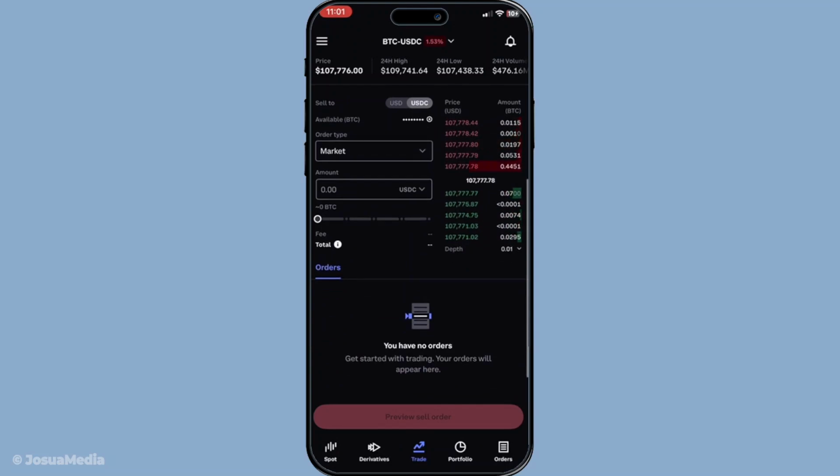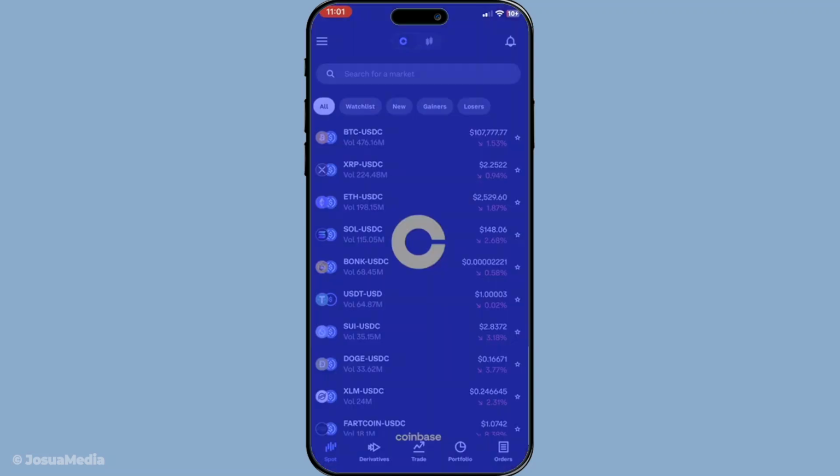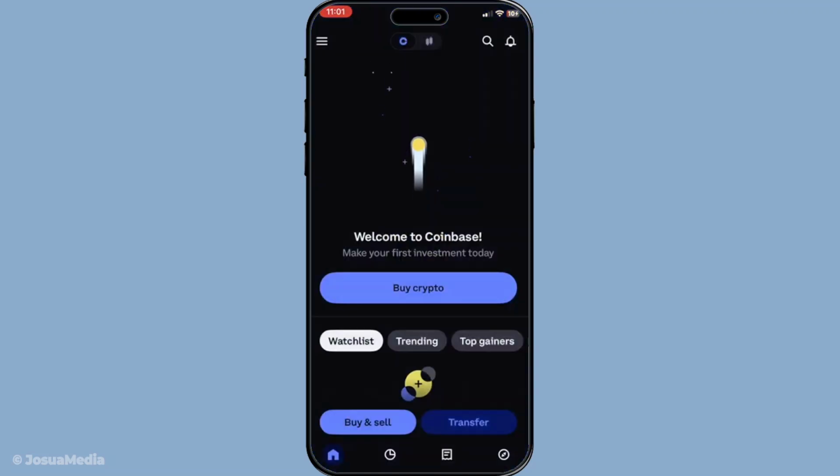One critical thing to keep in mind is to avoid the simple buy option that appears on the main dashboard. While it might look tempting for its ease of use, it comes with significantly higher fees. By steering clear of the simple buy, you'll ensure that you're not inadvertently paying more than necessary on these transactions.